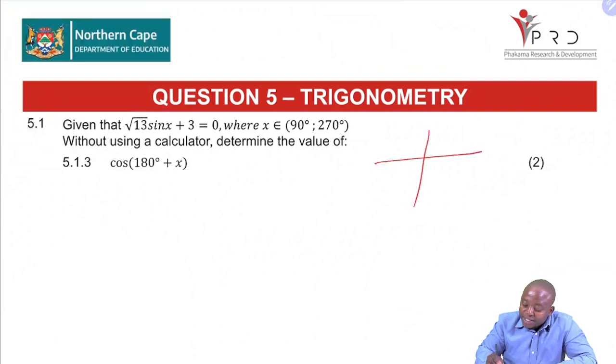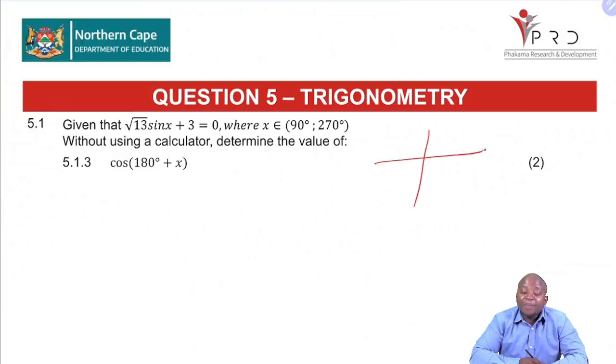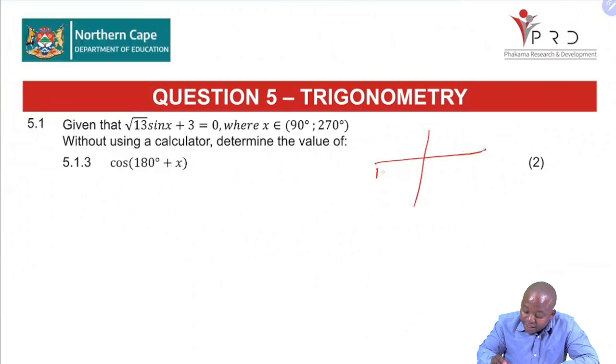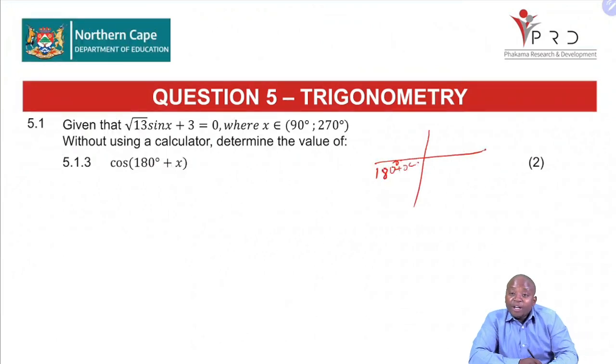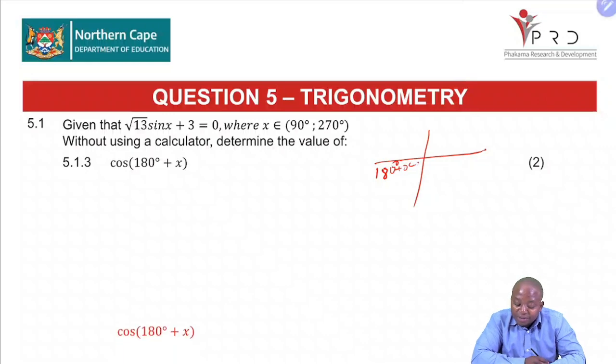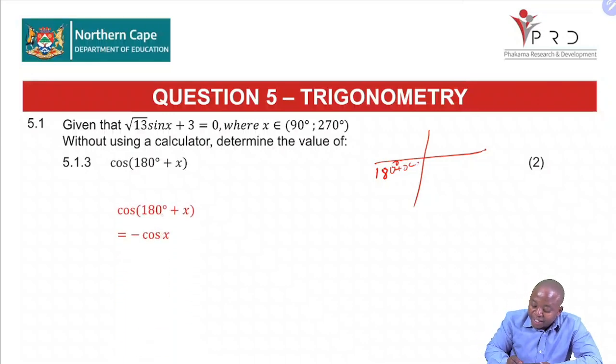What is 180 plus x to begin with? We need to start there. 180 plus x lies in the third quadrant. That is 180 plus x. Then cos is negative, so we are going to have negative cos x, because cos is negative.